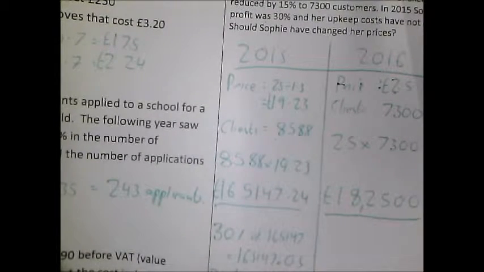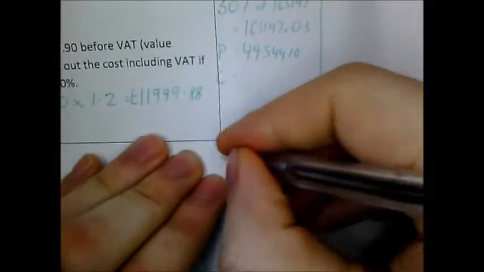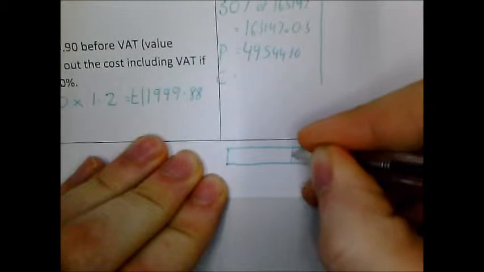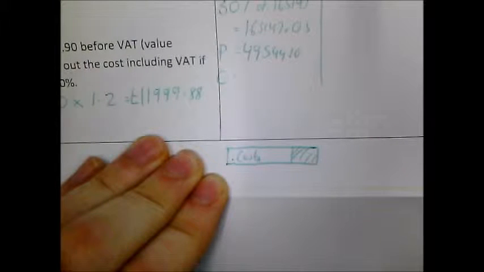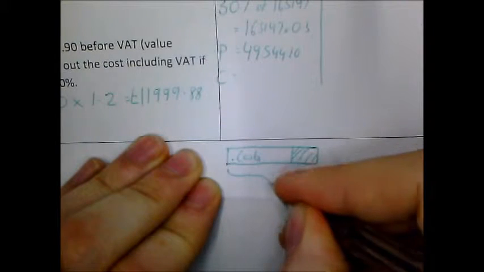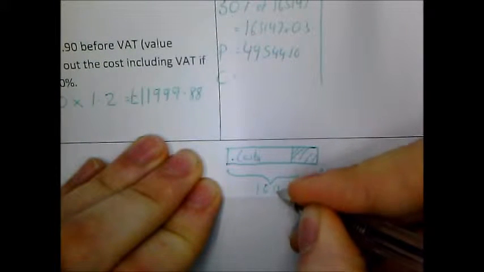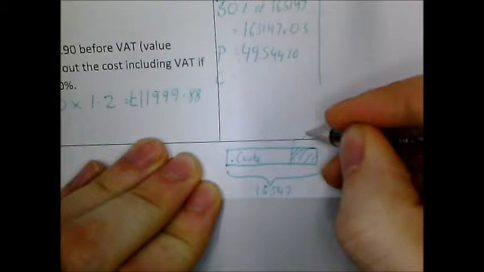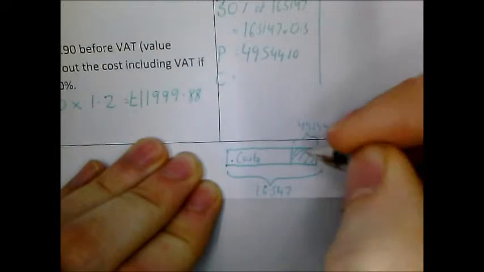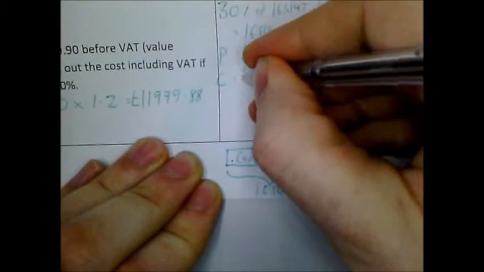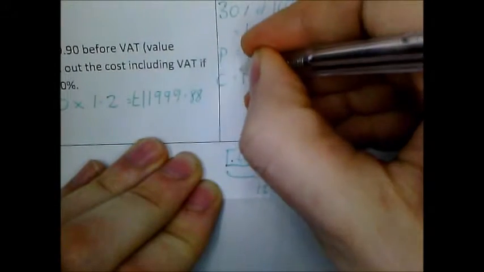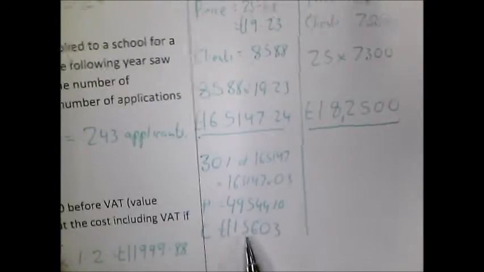Okay. So, if you draw a quick diagram, if that's profit, this is her costs. So we want to find out how much it's costing her each year to run her business. So overall, the whole thing is £165,147. That is 49,544. So to work out this, we do this, subtract this. So that is £115,603.